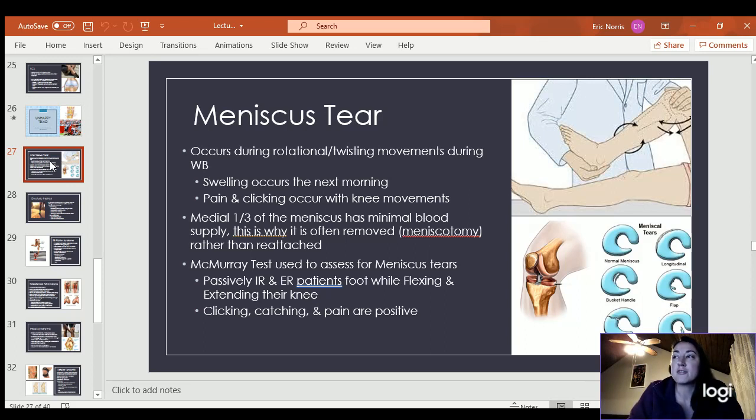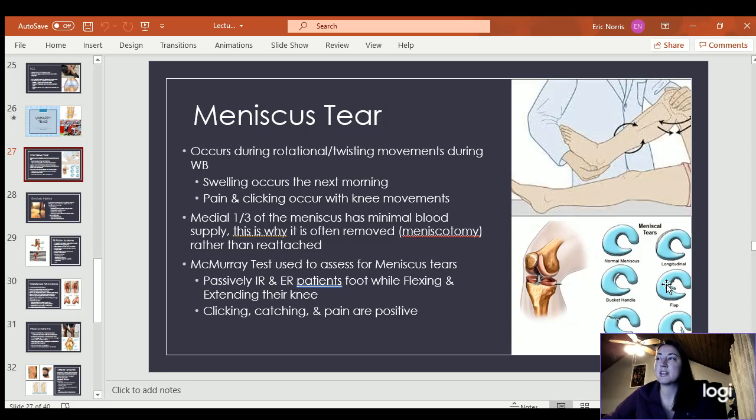There are a few different types of tears. So on the side, we have different types of tears. And one thing that you'll notice with either a bucket handle tear or a flap tear is that there's periods of it being better and worse.